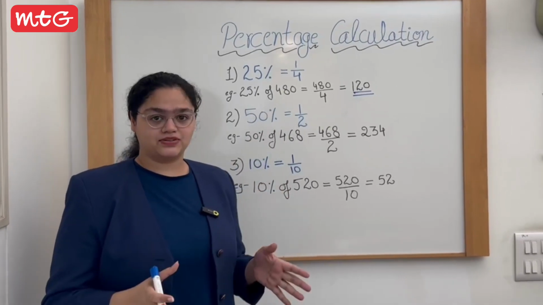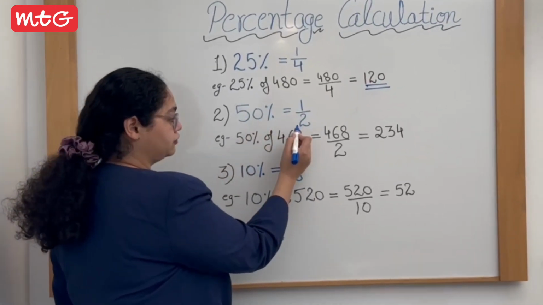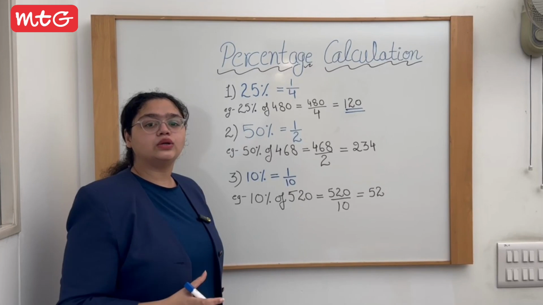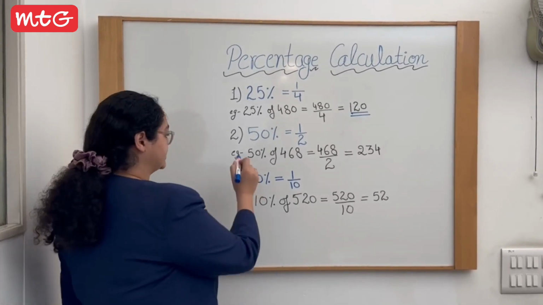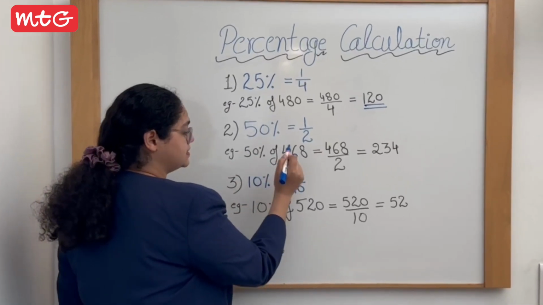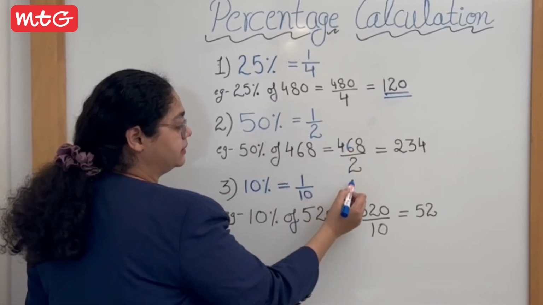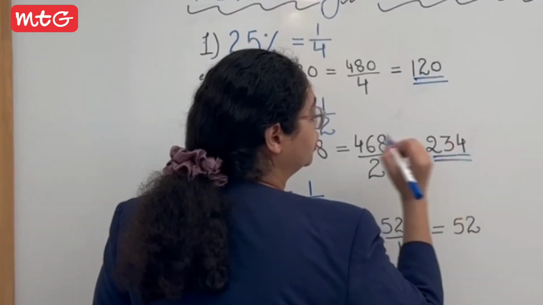Number 2 is 50%. 50% means half or 1 by 2. So to calculate 50% of any number, we have to divide it by 2. For example, 50% of 468 will be 468 divided by 2, which will be 234.